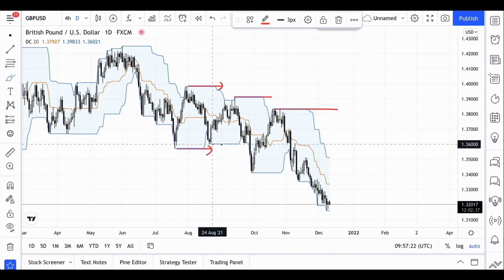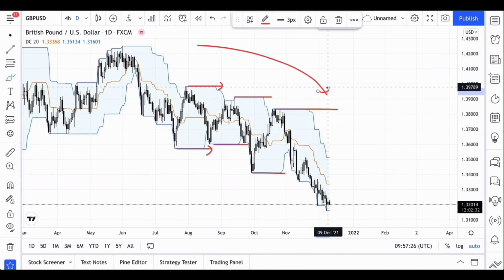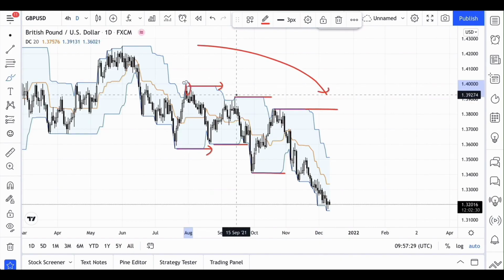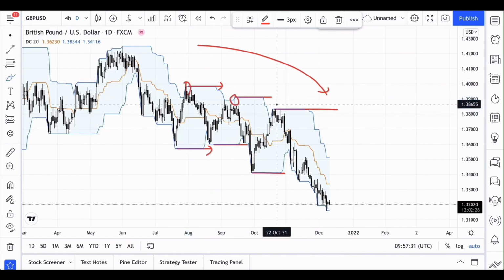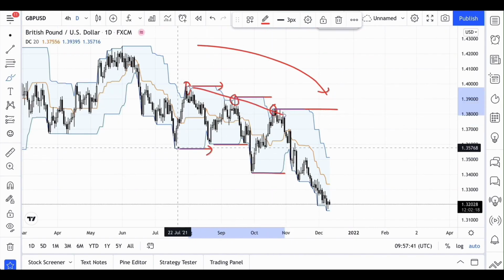You see, I just have to draw a line on the Donchian channel, and we can notice here that the trend is downward. Why? Because my high here is higher than my following low, and my high is lower than my previous high. So you see, it's like a staircase, and so we know that the trend is downward.